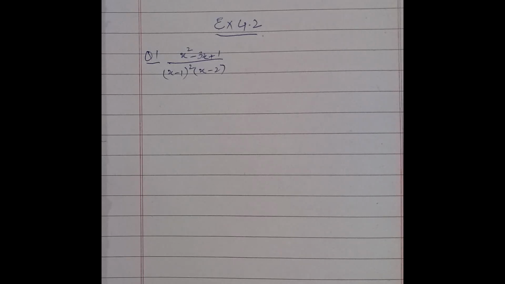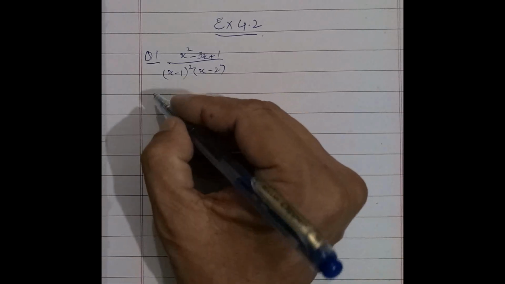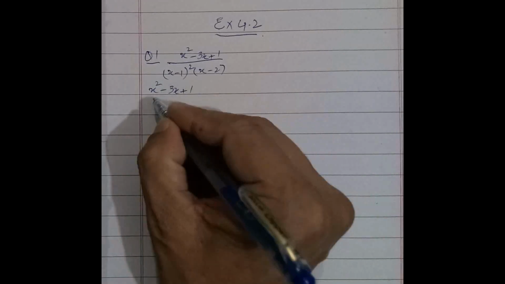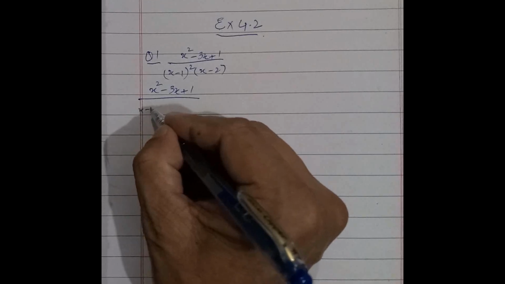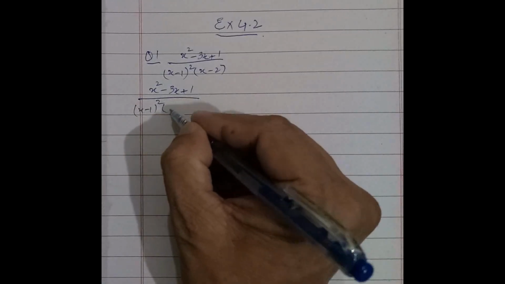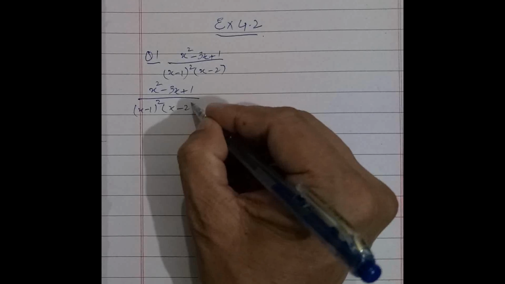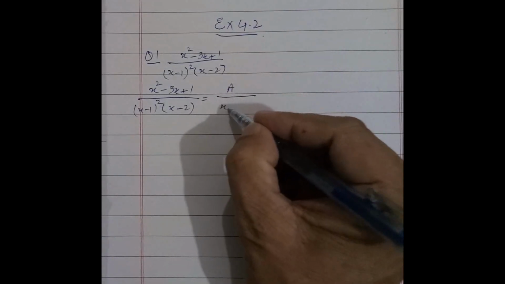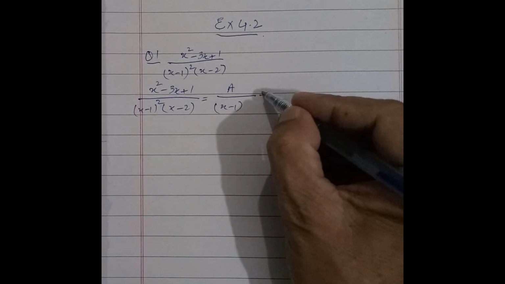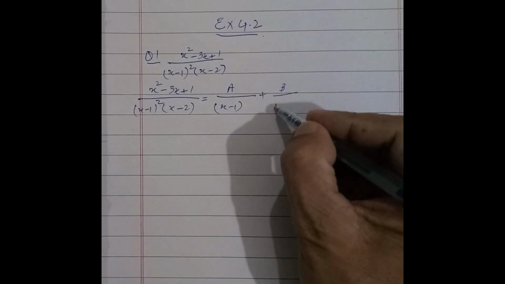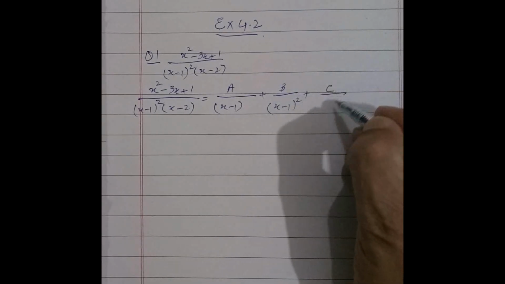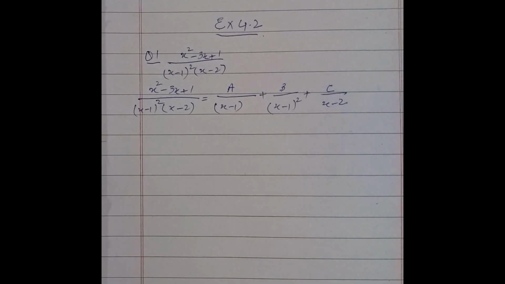Now we resolve into partial fractions. x square minus 3x plus 1 over x minus 1 whole square times x minus 2 is equal to a over x minus 1 plus b over x minus 1 whole square plus c over x minus 2.